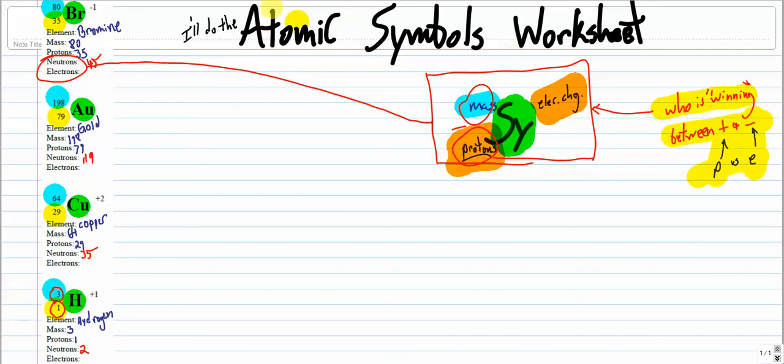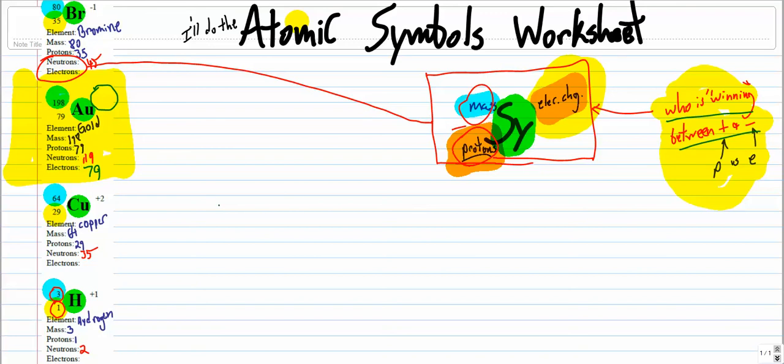For example, this gold atom right here, this gold atom doesn't have an electric charge up in the top right. That means nobody is winning. It has no electric charge. So this gold atom then has the same number of electrons as it does protons. So this one, that's a terrible 7. This atom of gold has 79 electrons. Because there's no charge written right here, that means the plus equals the minus.